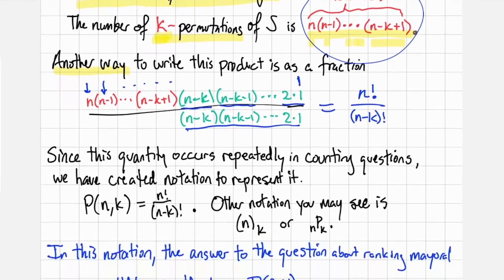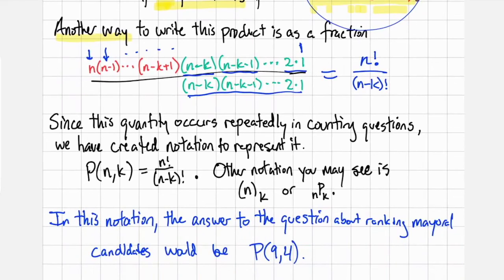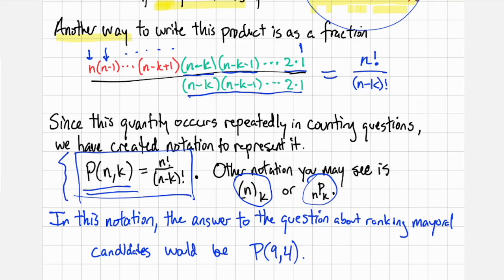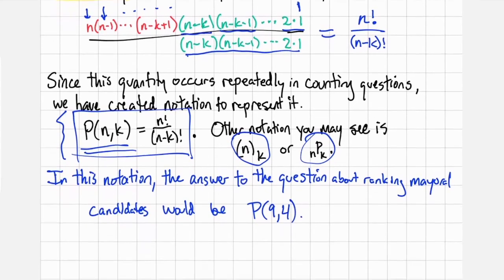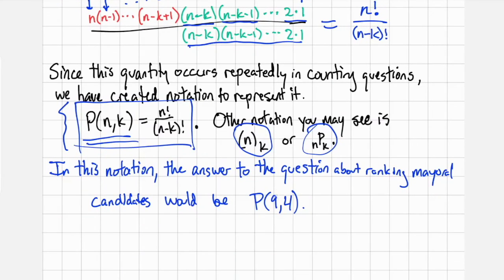This value occurs repeatedly in counting questions, so we've invented a notation to represent this quantity. We'll write it as P(n, k). You may have also seen a notation like n P k. We will be using P(n, k). On the previous page, we were ranking mayoral candidates. There were 9 total candidates, of which we needed to rank 4 of them, and so we would use the notation P(9, 4).